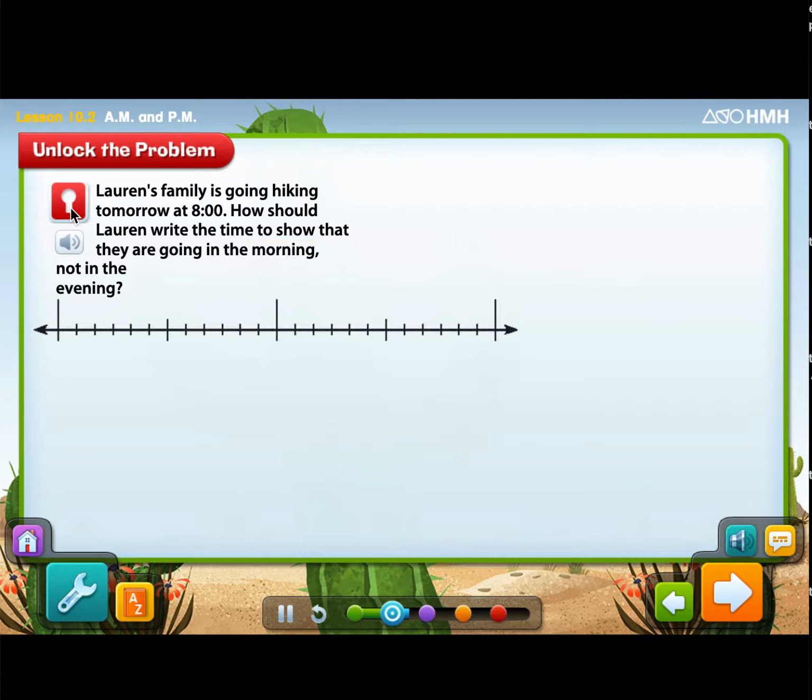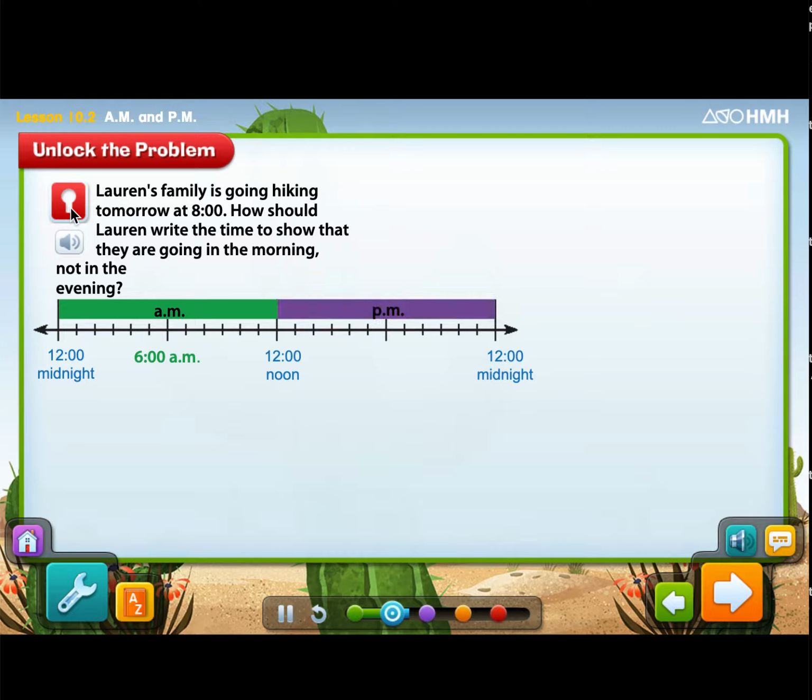You can use a number line to show the sequence or order of events. It can help you understand the number of hours in a day. Midnight is 12 o'clock at night. Noon is 12 o'clock in the daytime. The times after midnight and before noon are written with AM. For example, 6 in the morning is written as 6 o'clock AM. The times after noon and before midnight are written with PM. For example, 6 in the evening is written as 6 o'clock PM.